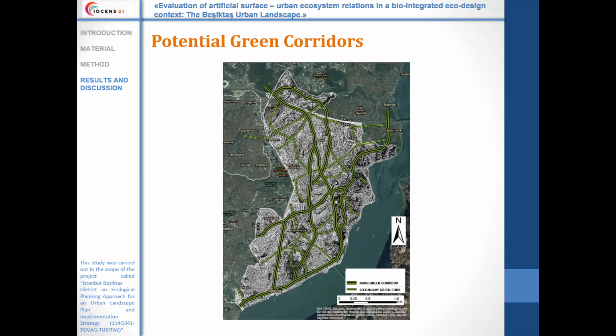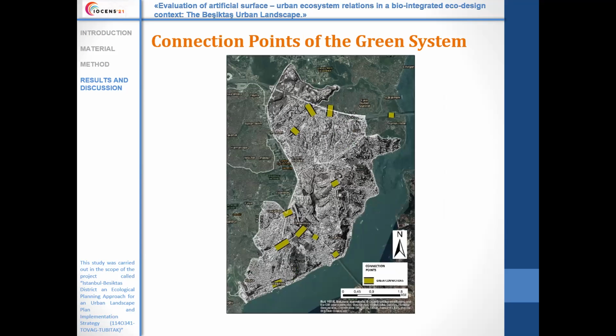By considering these features, after determining the ecologically sensitive areas and potential green corridors, the connection points that should be considered in order to ensure continuity are determined. These points have been evaluated as green systems that have the quality of connecting green units.